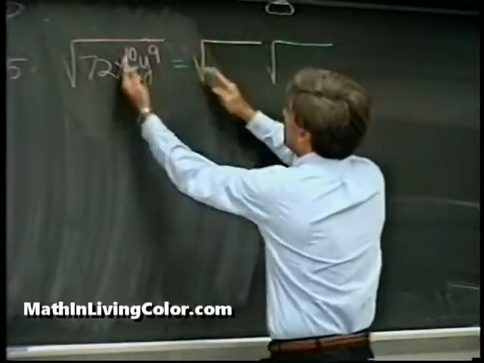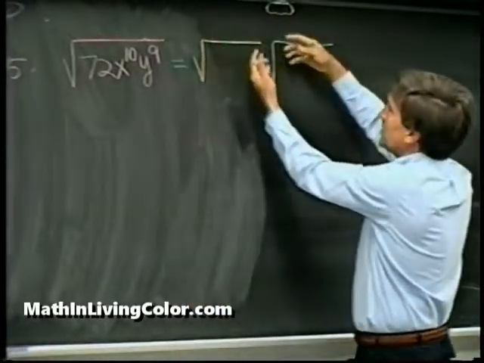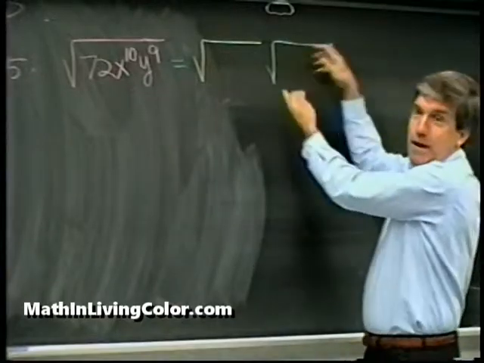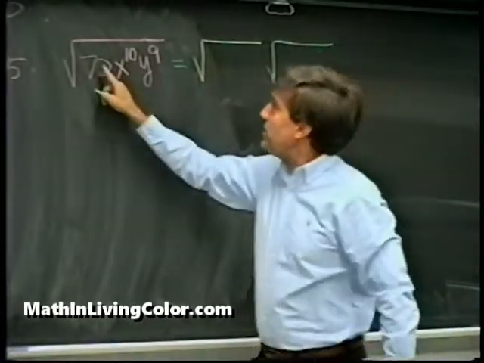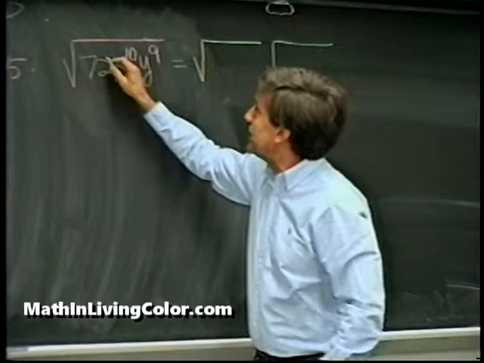We're putting all the good stuff up front, and everything that's left over we're going to put back in the storage area. So now, what perfect square comes to mind when you think of 72?